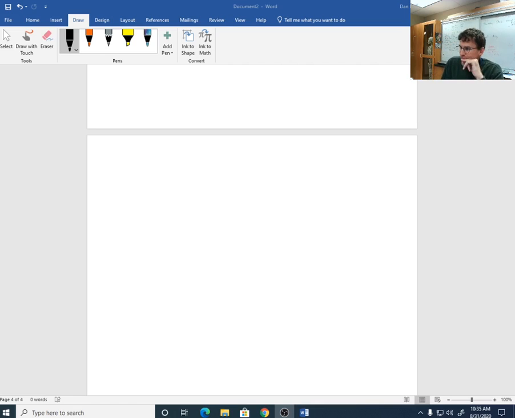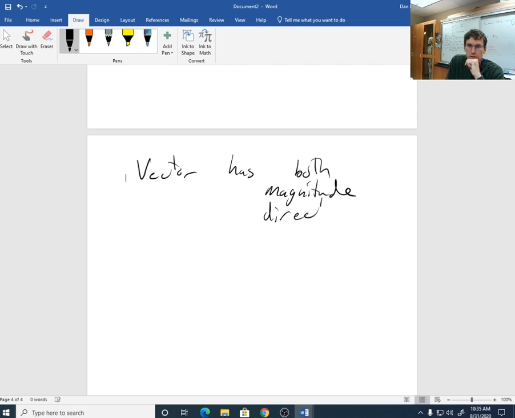So, we're going to talk a little bit about magnitude and direction and vector versus scalar quantities. So, a vector quantity has both magnitude and direction. A scalar quantity has only magnitude.